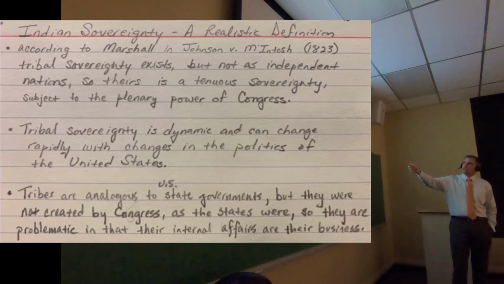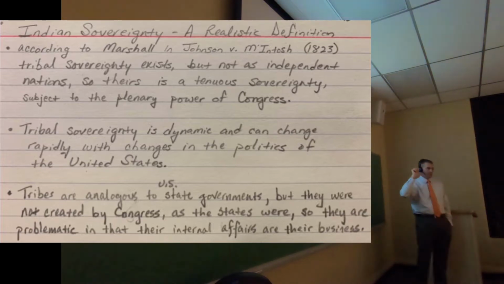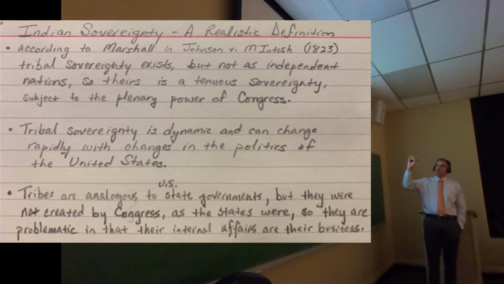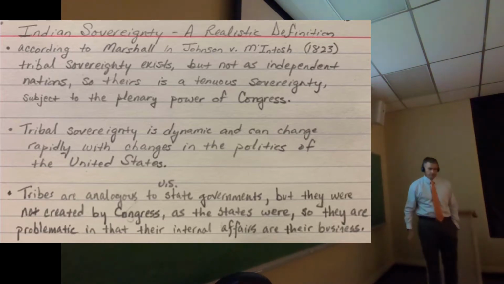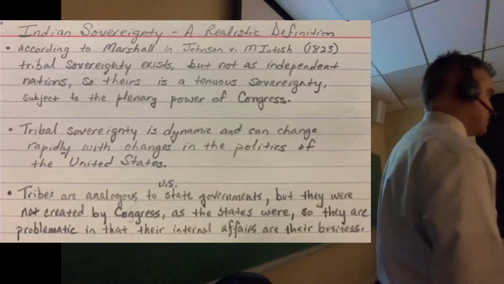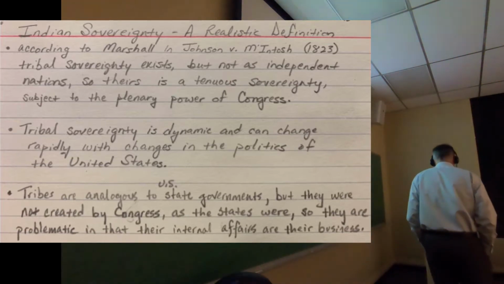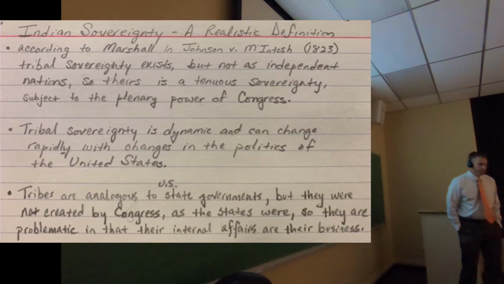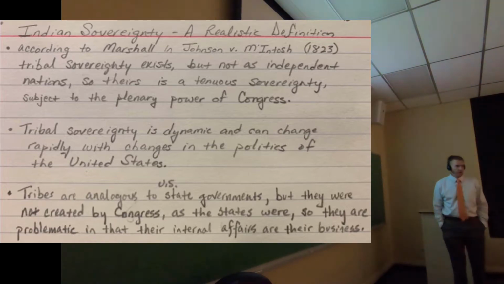Tribal sovereignty exists, but American Indian nations don't exist as independent nations. So tribal sovereignty exists, but because they are not independent nations within the United States, their sovereignty is tenuous, subject to the plenary power of Congress. Right? So tribes are sovereign as long as Congress says they're sovereign. And Congress can decide that it's not going to recognize Indian tribes anymore if it wants.